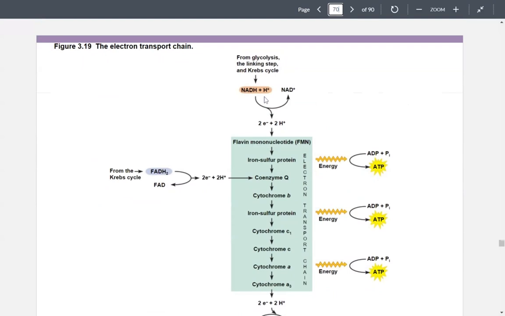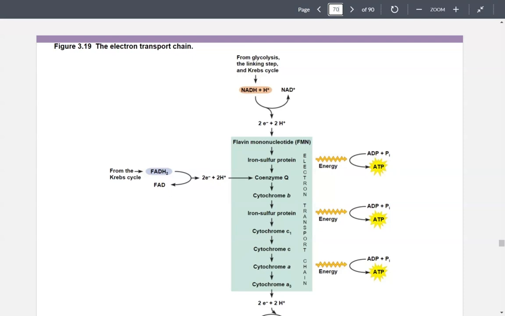We have an NADH plus coming in from our glycolysis, linking step, and Krebs cycle. That's going to come in at the beginning of the chain, and the hydrogen molecules are going to come off. We're going to get just a plain old NAD plus. So we'll get 2 free floating electrons and our 2 H pluses. They're going to come into this step, and between each step, we're going to get an ADP plus phosphate and an ATP. It's just going to happen over and over again as those electrons and hydrogens bounce down the chain.